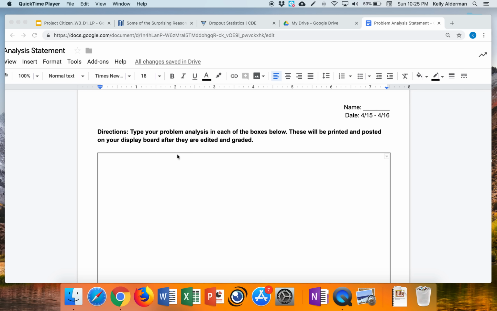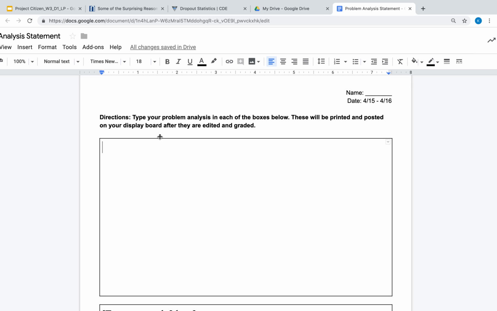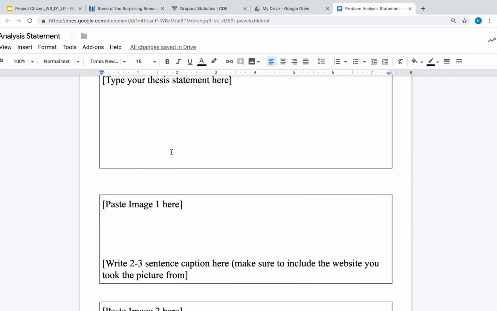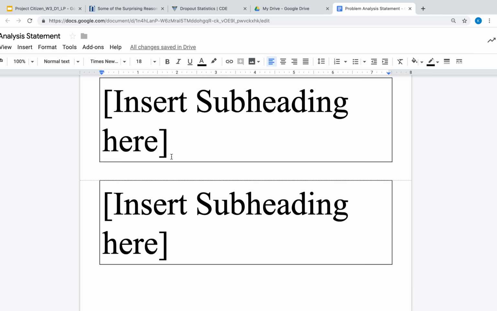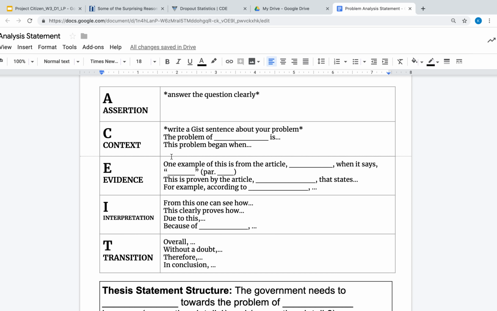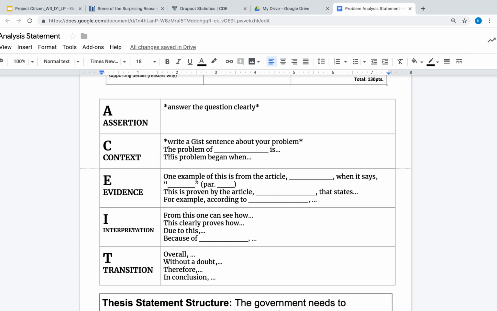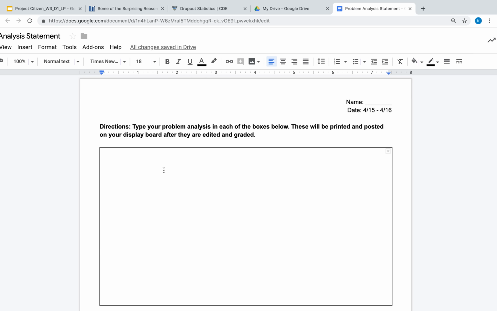Guys, I'm going to show you how to write your paragraphs for the problem part of your display board. I know I'm going to use ACIT. If I scroll down here, this is not new information. You have written this style of paragraph over and over again, so this will be a review and a very quick video.